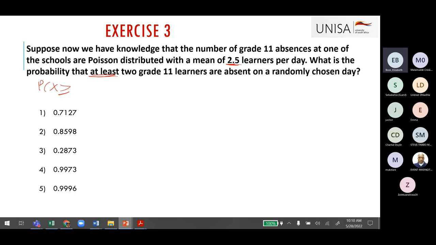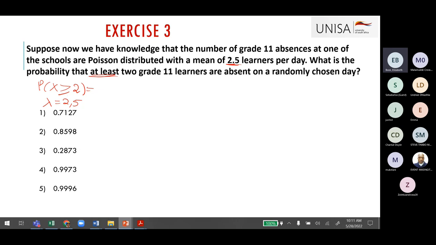Greater than or equal to, we are told that our mean is 2.5. Now we need to go and find this Poisson. So you don't even have to use the formulas, you can use the tables. What does that mean? This will mean it's a very long calculation that you need to do. But what else do I know?